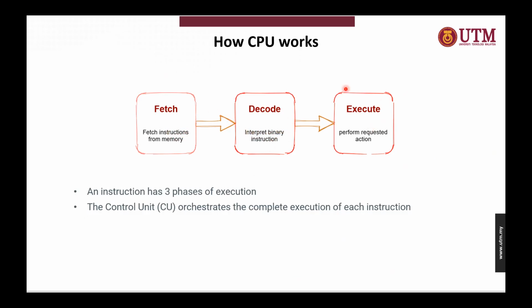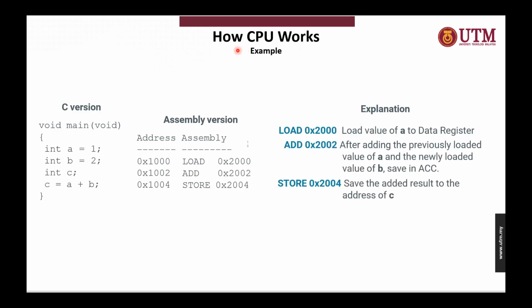Then after that, the third one is execute, which is where the CPU will perform the requested action. Okay, so this is the basic cycle for each CPU to execute a certain instruction. First we need to fetch, then do the decoding process, and then execute. Right, so now we're going to look at these examples, how the CPU will execute this program here.